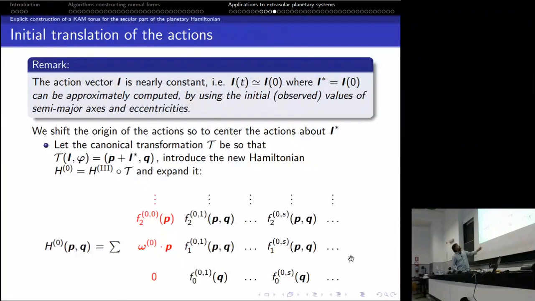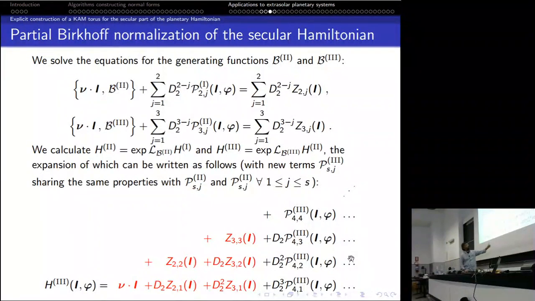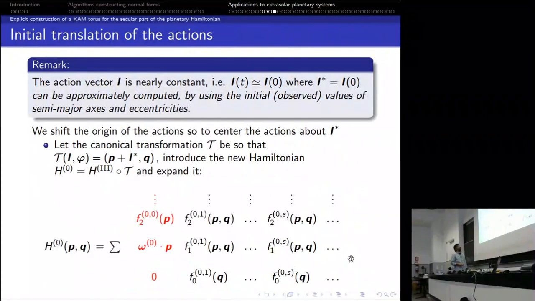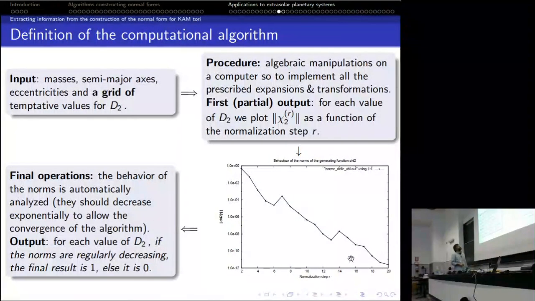Actually, there was a dependence on the parameter D2, and here it was a parameter. Then we replaced D2 with intervals of values of D2, and we tried to perform the construction for larger values of D2, considering a fixed interval of values, and we look at whether the construction is convergent or not.